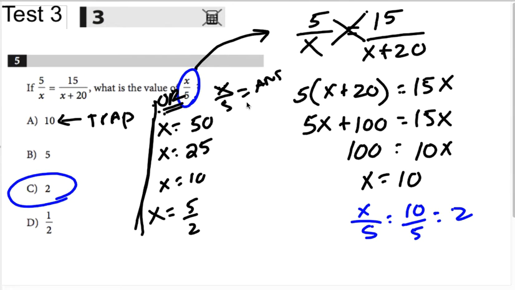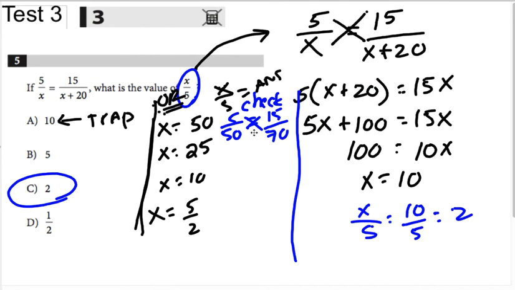And then you could literally plug those in, and then you could check. Like you could actually check them and see if they work, right? You could plug in 50 and say, well, is 5 over 50 the same as 15 over 70? It is not the same, right? That's 1/10 and not 1/10, so it's not A. You could plug in the 25 and say, is 5 over 25, which is 1/5, the same as 15 over 40? 1/5 is not the same as 3/8, not the same.